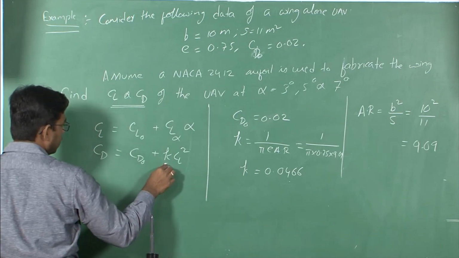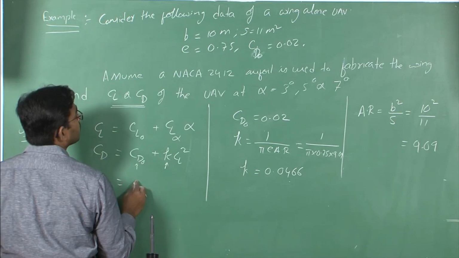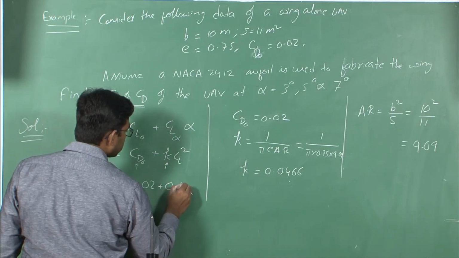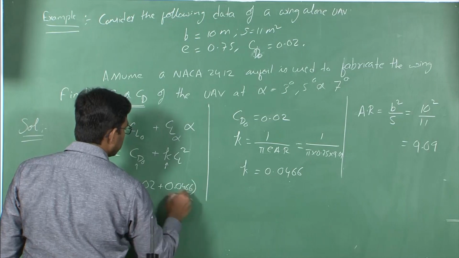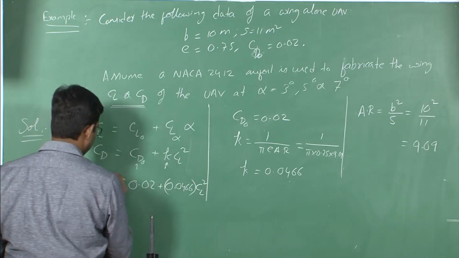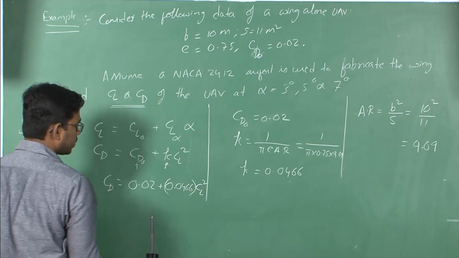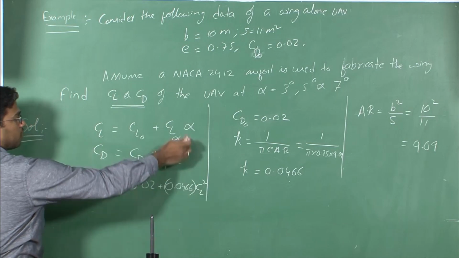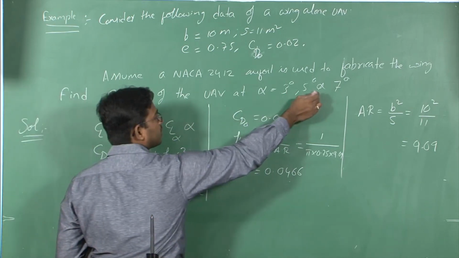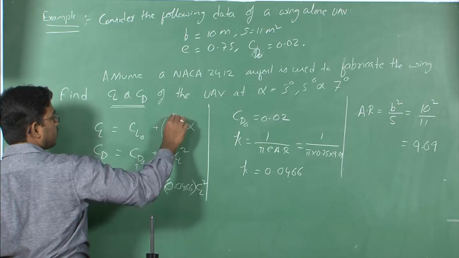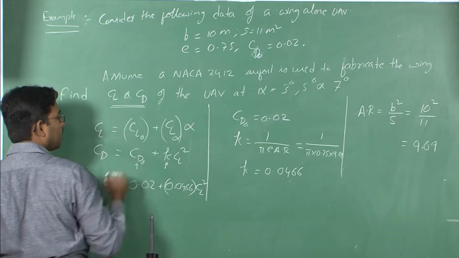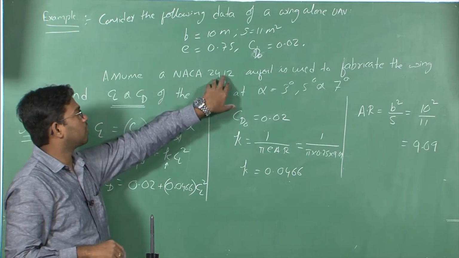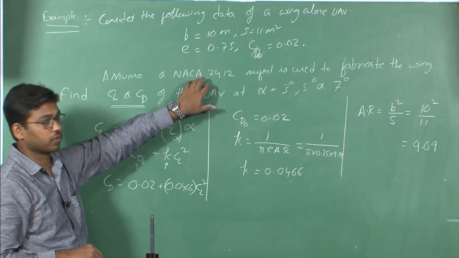Now you know what K is, and you know what CD naught is. What is CD naught here? 0.02 plus 0.0466 into CL square. For different values of CL, you will get the corresponding CD. When do you get different values of CL? When you have different angles of attack, say 3 degrees, 5 degrees and 7 degrees here. But you need to find the CL alpha of this wing and CL naught of this wing, right. For that, the information given is that this is made out of NACA 2412 airfoil.